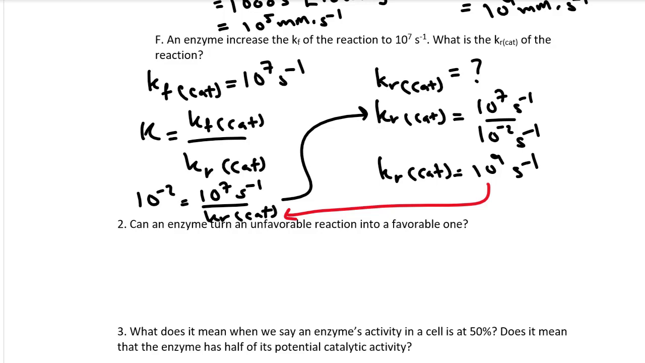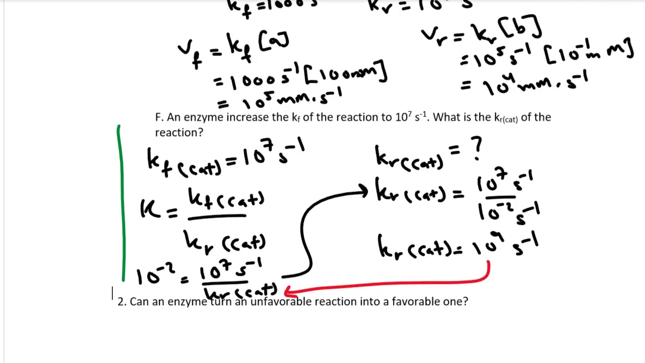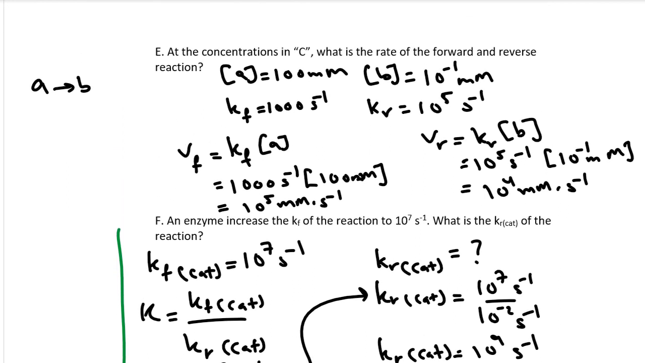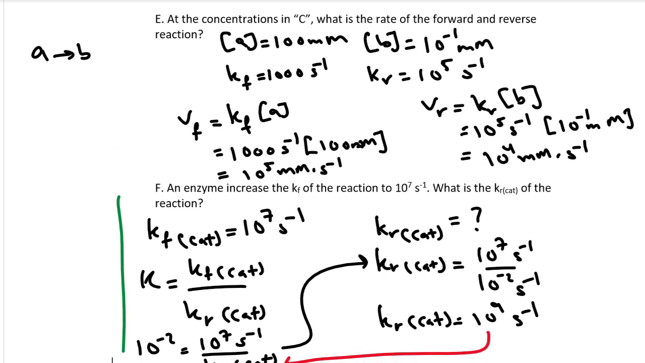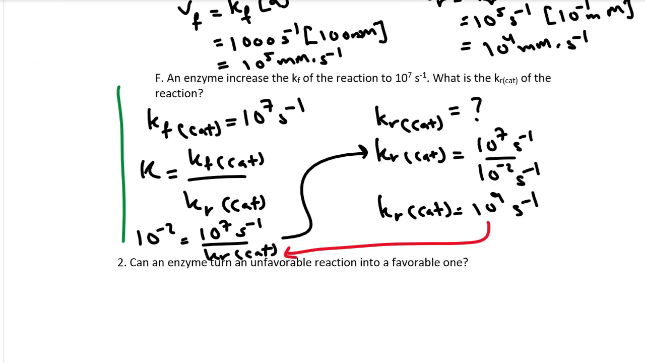Now, the other way to do this is to say that kf has been increased to 10 to the 7, right? So what was our original kf? Let me write the alternate way to answer it in green. Let's look at what our original kf was; we're going to have to move up because I don't remember it. Kf was 1,000 per second, which is 10 to the 3. And kf cat is 10 to the 7.